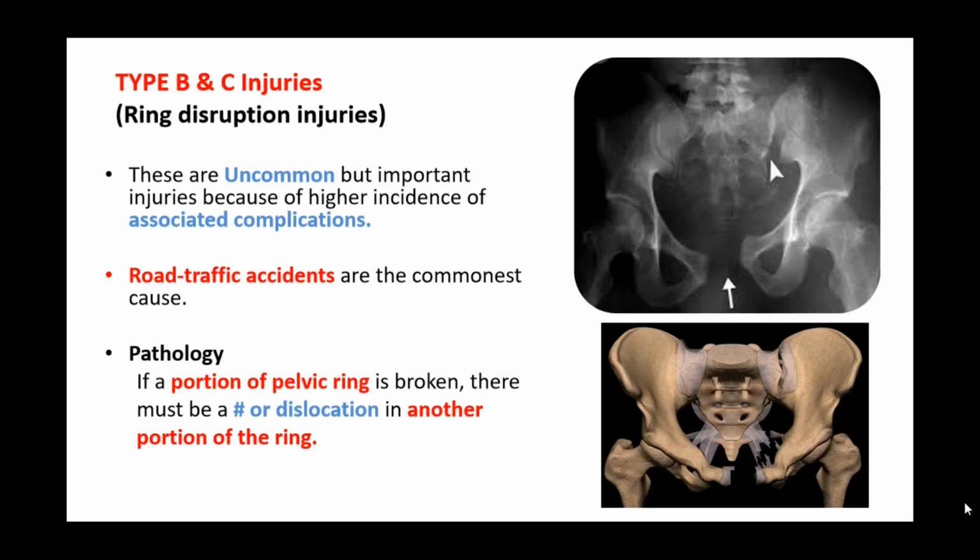And if we see the pathology, a portion of the pelvic ring is broken and there must be a fracture or dislocation in another portion of the ring. As you can see here in the diagram, there is displacement and rotation and, moreover, disruption of the pubic symphysis. Other than that, the ligaments and the structures that provide stability also get injured.